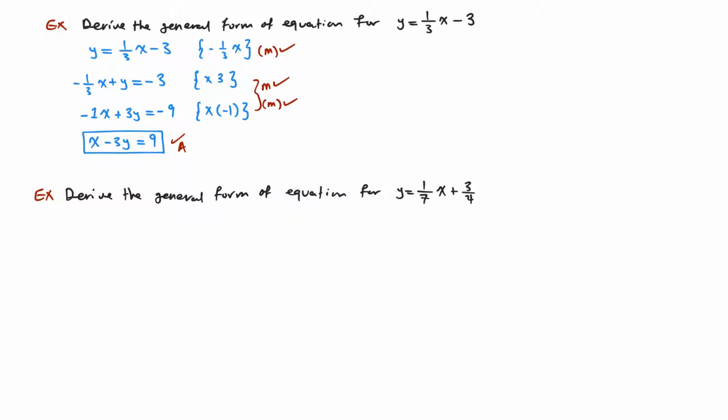Alright, we're going to do the last one. The last example for this section says to derive the general form of the equation for y is equal to 1 over 7x plus 3 over 4. So again, we want to make sure that we have the x on the left hand side, so I will do that by subtracting 1 over 7x from both sides, and I get negative 1 over 7x plus y is equal to 3 over 4.